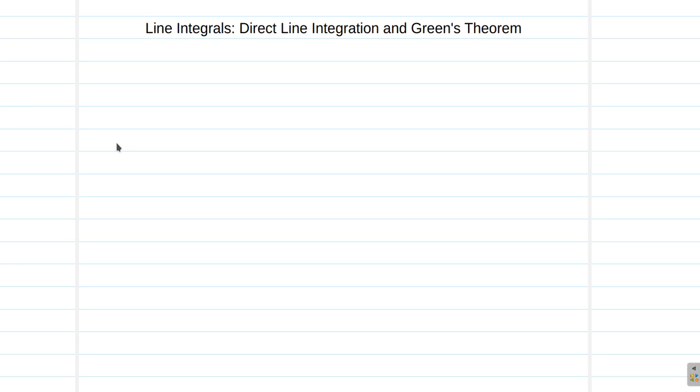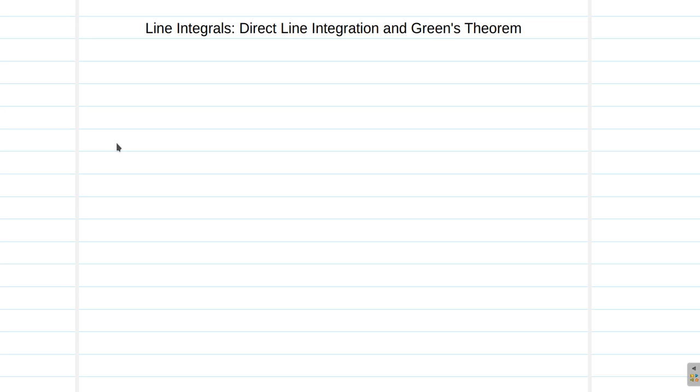When it comes to carrying out a line integral, you can do it by direct line integration. You could also do it using Green's theorem. We'll be looking at the two methods. Now, there are advantages to using Green's theorem. It's usually much shorter, a lot less work, a lot less writing than direct line integration, right?